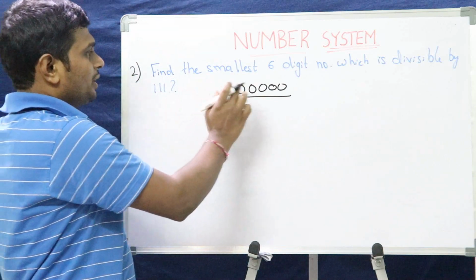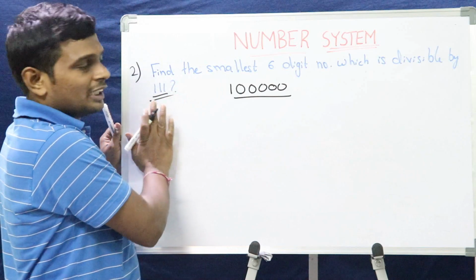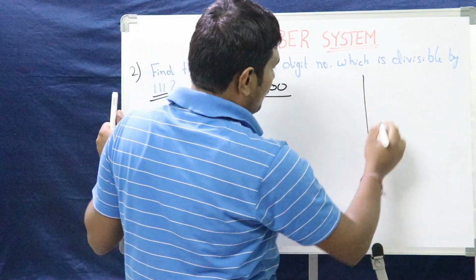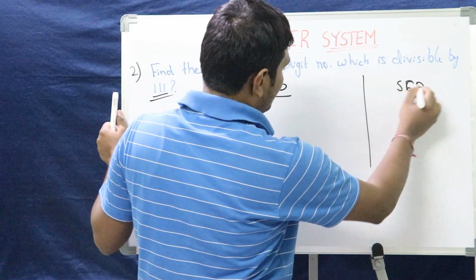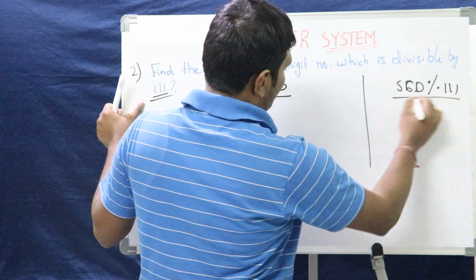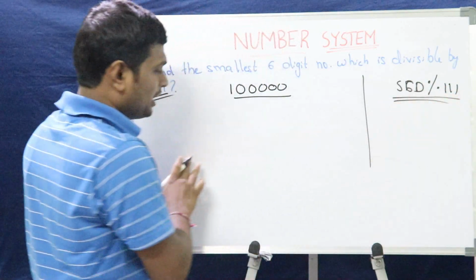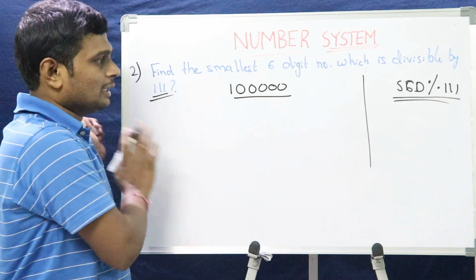What do we need to find out? We need to find the smallest 6-digit number which is divisible by 111. How can we find it? What we need to do is take the smallest 6-digit number and divide it by 111. After dividing, if it is divisible by 111, we will get the remainder 0, and that would be the smallest 6-digit number.